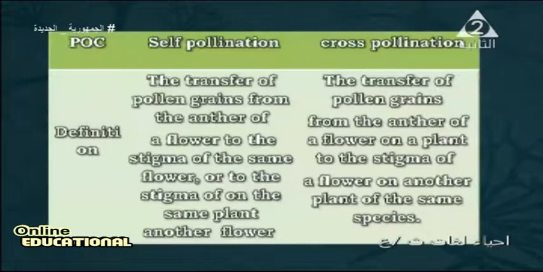What are the types of pollination? Self-pollination and cross or mixed pollination. Self-pollination is the transfer of pollen grain from the anther of a flower to the stigma of the same flower. Okay? But cross-pollination or mixed pollination is the transfer of pollen grains from the anther of a flower to the stigma of another flower.